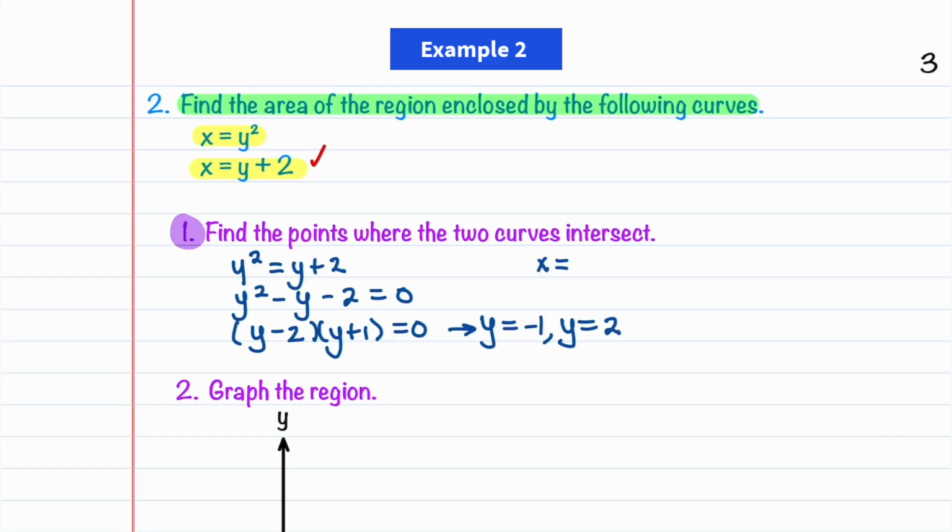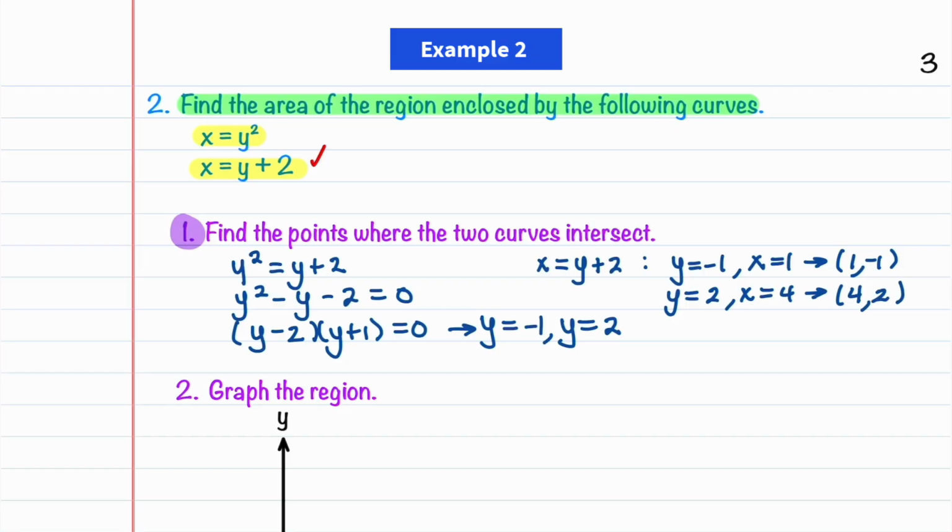So let's write down x is equal to y plus 2. And then when y is equal to minus 1, we get that x is equal to 1. And this gives us the point 1, minus 1. And then when y is equal to 2, we get x is equal to 4. And this gives us the point 4, 2. Let's go ahead and highlight these because we are going to need them in our next step.